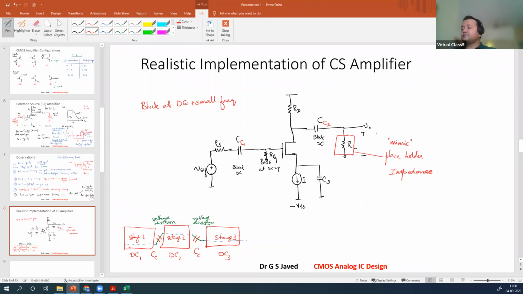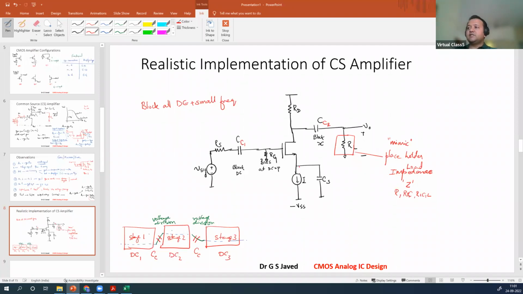So you will typically call it a load impedance, because your load impedance can be resistive, it can be resistive and capacitive, it can be resistive, capacitive and inductive. You don't know which combination it is. So generically you will call it a load impedance Z.